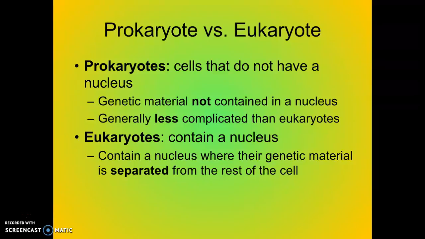There's no nucleus. The genetic material is not contained in a nucleus. You saw in the video it just kind of floats in the cytoplasm. These are generally a lot less complicated than eukaryotes. Eukaryotes do contain a nucleus. In years past, we've underlined the EU, which makes the U sound, and then wrote the word do above it. U and do contain a nucleus. So the genetic material, or the DNA, is separated from the rest of the cell inside that nucleus. This entire slide is mucho important. You should highlight the whole thing.